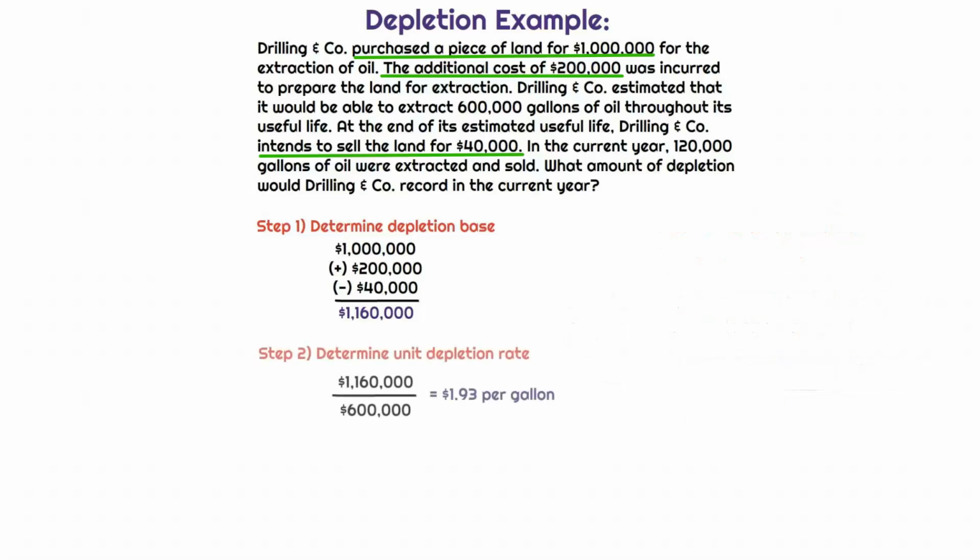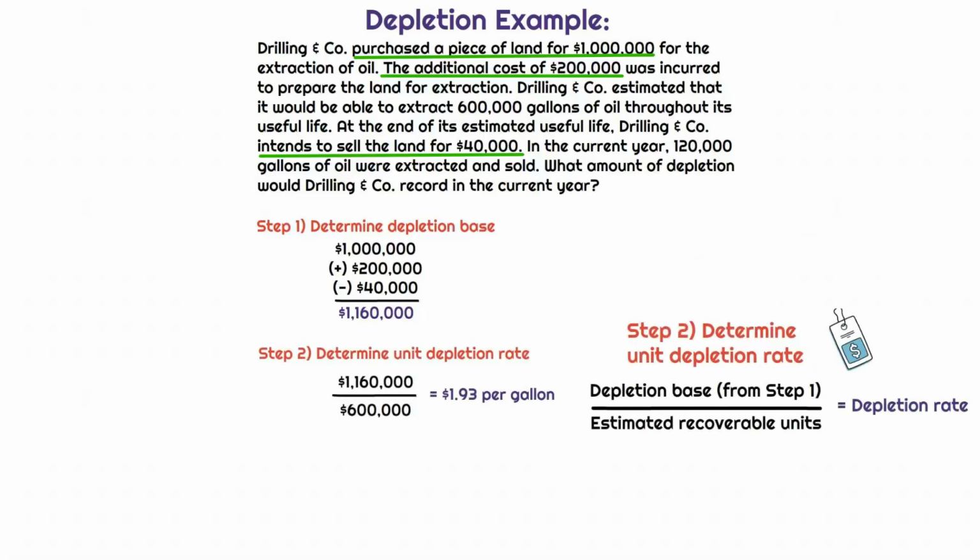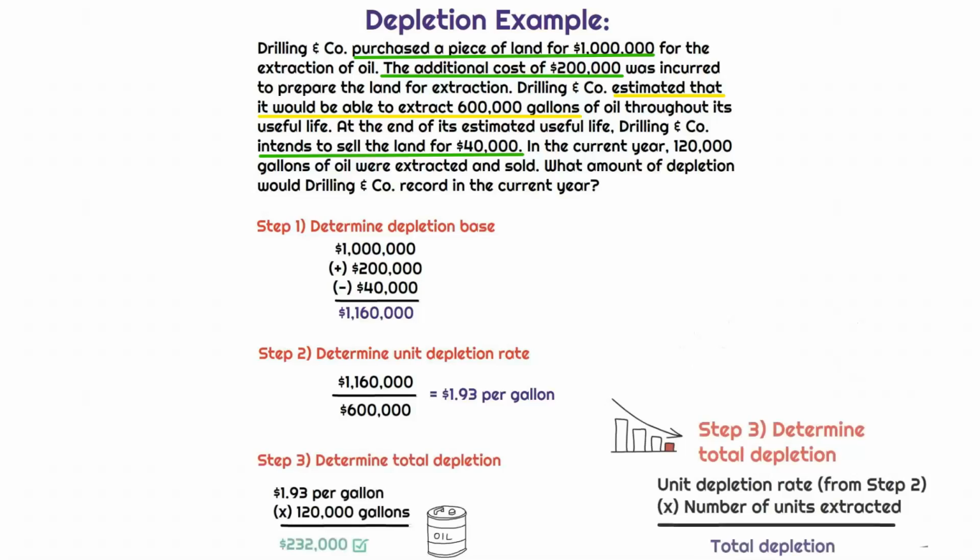We can now apply this to step 2 in determining our depletion unit rate. We can take our depletion base of $1,160,000 and divide it by the estimated recoverable units. So we're going to divide this $1,160,000 by 600,000. That gives us $1.93 per gallon. So how much did we actually extract for the current year? Drilling & Co. extracted 120,000 gallons in the current year. So 120,000 will be multiplied by the $1.93 per gallon. Assuming that we're rounding, the depletion cost in the current year would be $232,000.